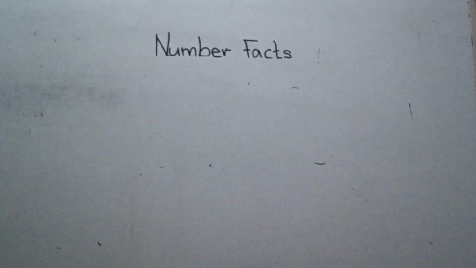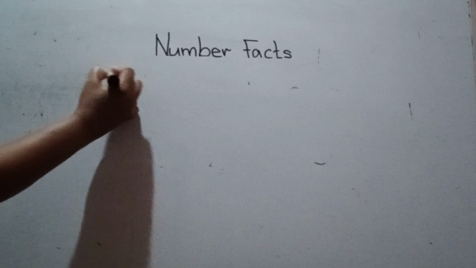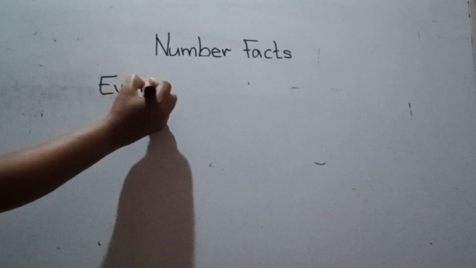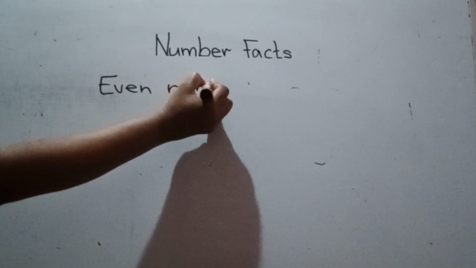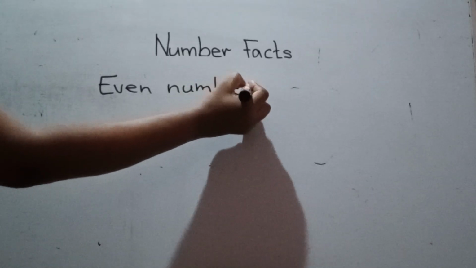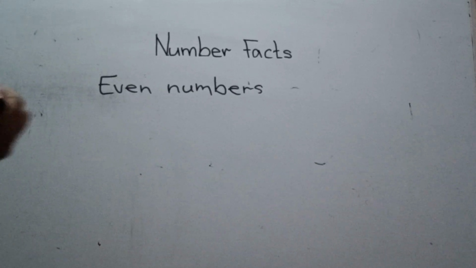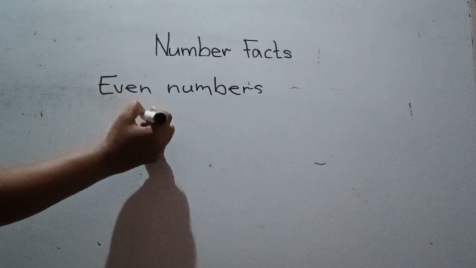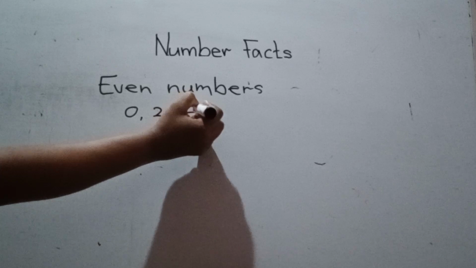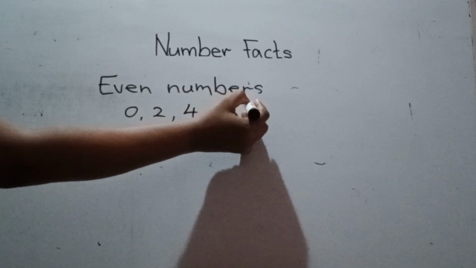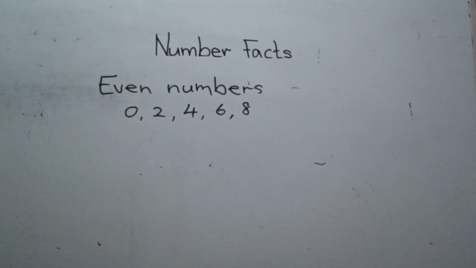That is even numbers. What are even numbers? Any integer that can be divided exactly by 2 we call an even number. So when the last digit is 0, 2, 4, 6 or 8, we call it an even number.